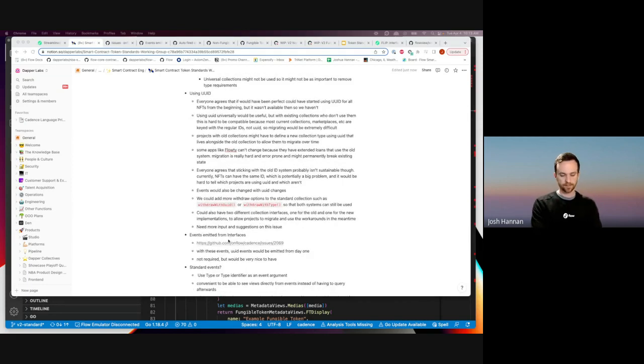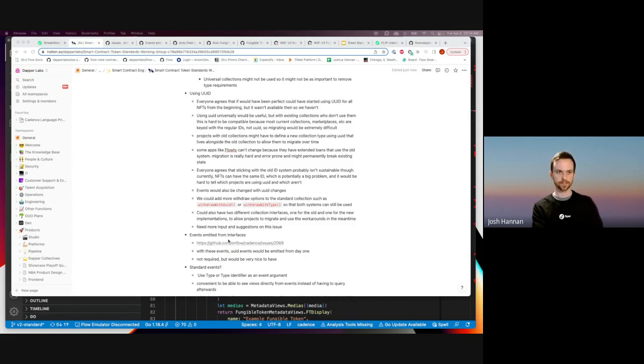So next we wanted to talk about using UUID. We had a pretty long discussion about this last week that we didn't quite resolve. So basically the issue is that currently most NFT projects use a custom ID system for their projects, where there's a field in the contract that tracks IDs for NFTs, and the NFTs are assigned a project specific ID. And we introduced the UUID field on resources a few months after we deployed the original standard and original NFT smart contracts. And UUID is a unique identifier for resources on Flow.